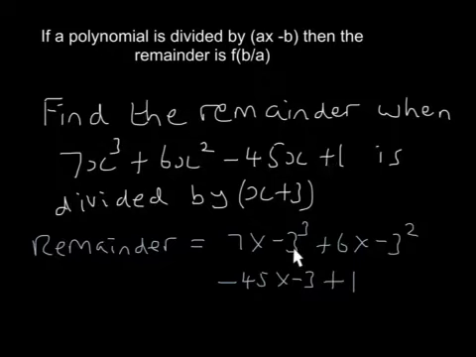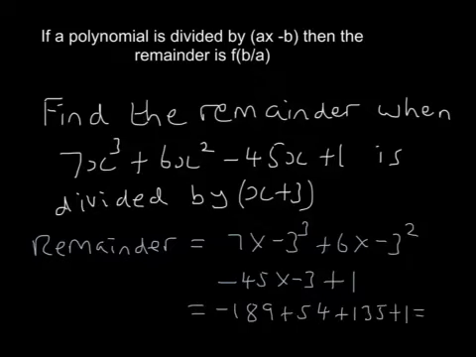X cubed is minus 3 cubed. X squared is minus 3 squared. X is minus 3. So I can now work out what that is. 7 times minus 3 cubed is minus 189. 6 times minus 3 squared is 6 times 9, that's 54. 45 times minus 3 is plus 135 plus 1, so the final answer is 1.